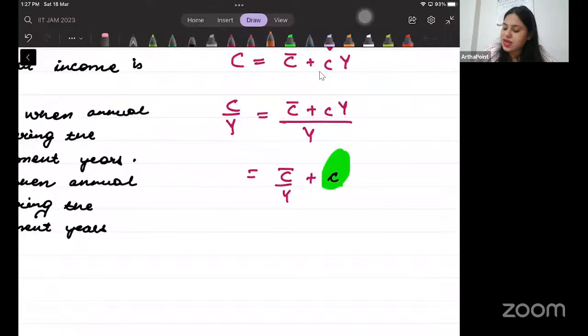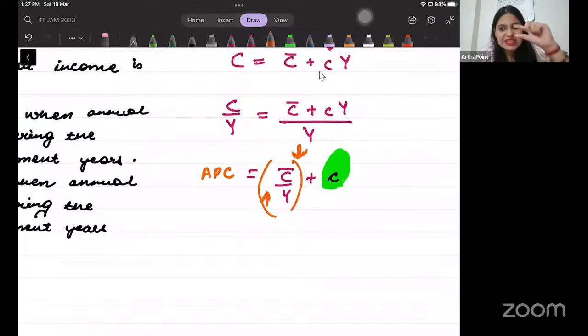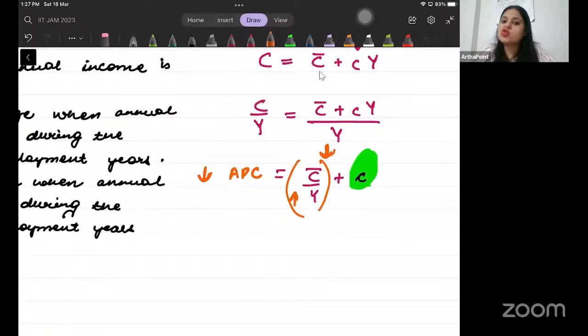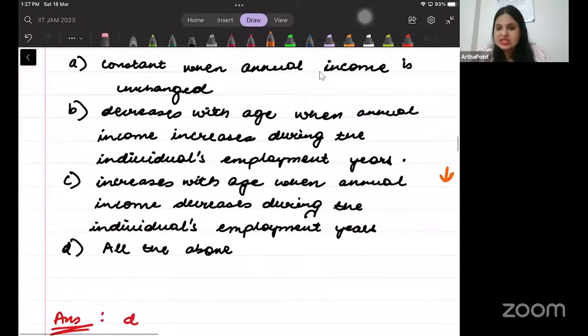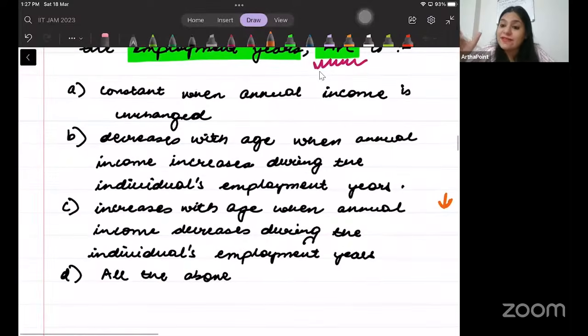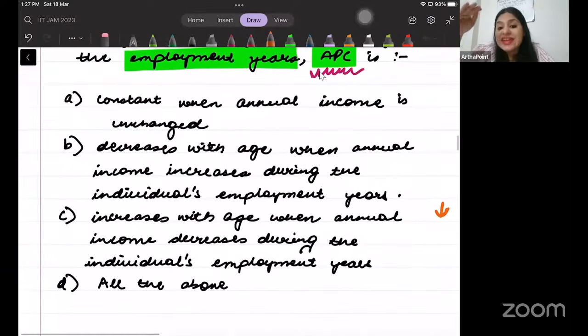And this becomes my average propensity to consume. Note that as Y increases, this value will decrease, so I will be adding less and less. So this will decrease. And this is in fact the theory. This is what it says. It says that as your income increases, the average propensity to consume decreases. On an average, how much I consume will decrease.